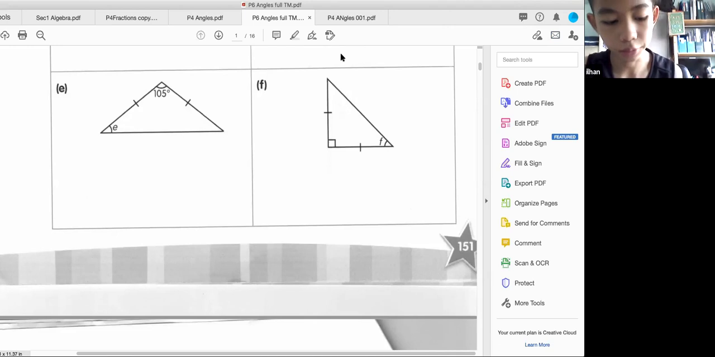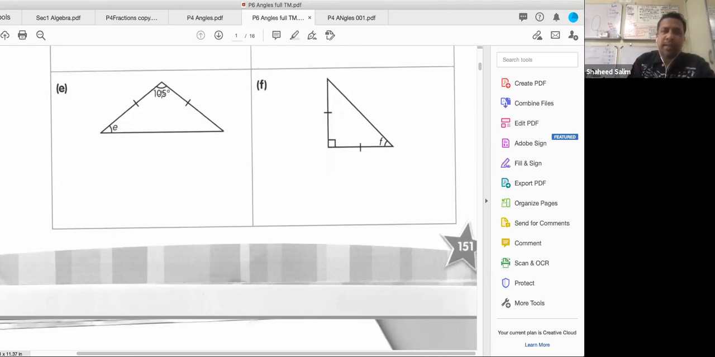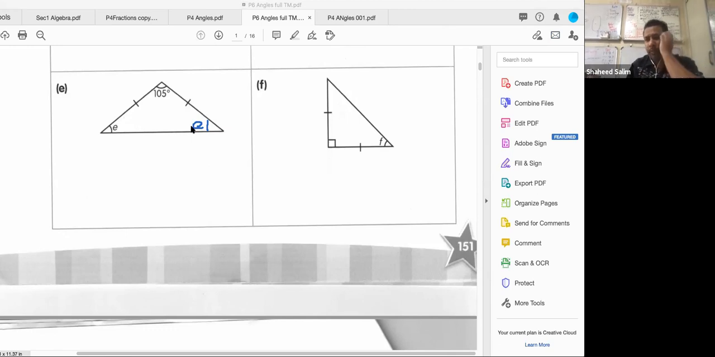How do you find E? Okay, how to find E? Which two sides are the same? Two angles. So take 180 minus 105. Answer divided by 2. Because this one here is also E. Right? So 180 minus this give you 75. 75 divided by 2. Akil, we are doing E and F. You can use your calculator.